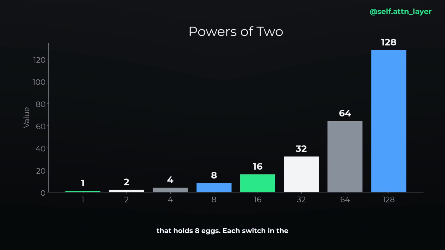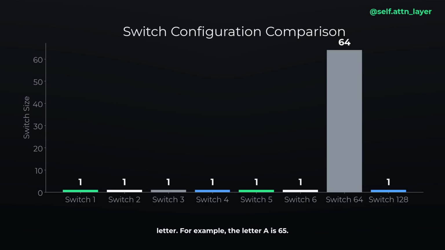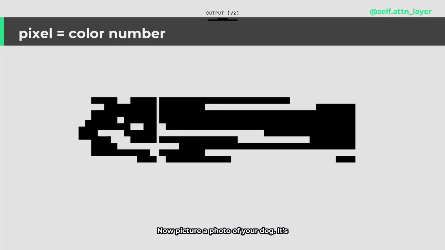Each switch in the byte stands for a power of 2. The first switch is 1, the second is 2, the third is 4, and so on up to 128. If the switch is on, we add its number. If it's OFF, we skip it. The total is the code for one letter. For example, the letter A is 65. That's 64 plus 1. The switches for 64 and 1 are on. The rest are OFF.